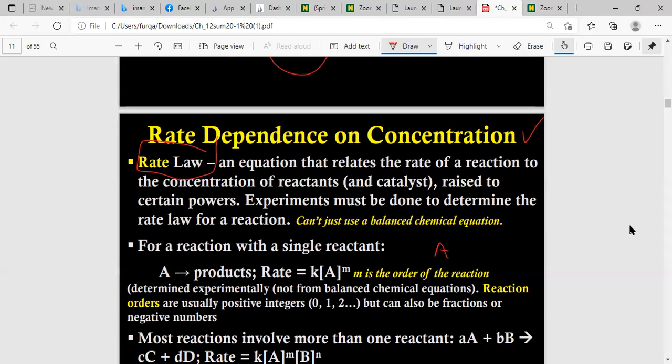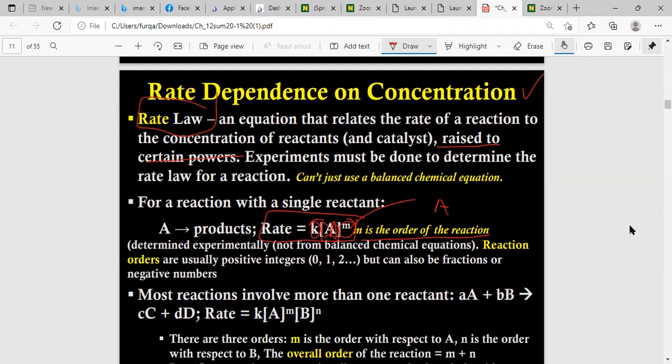Well, let's say you have just one reactant A in the chemical reaction. The rate law is going to be: rate equals the rate constant times the concentration of the reactant raised to a certain power. This power is called the reaction order. We work to find out the reaction order in terms of the concentration of a reactant. What does that mean? m is the order of the reaction. It is determined experimentally, not from the balanced chemical equation. Keep that in your mind.